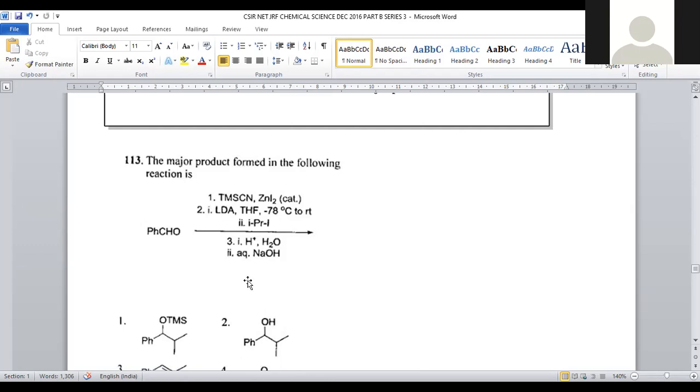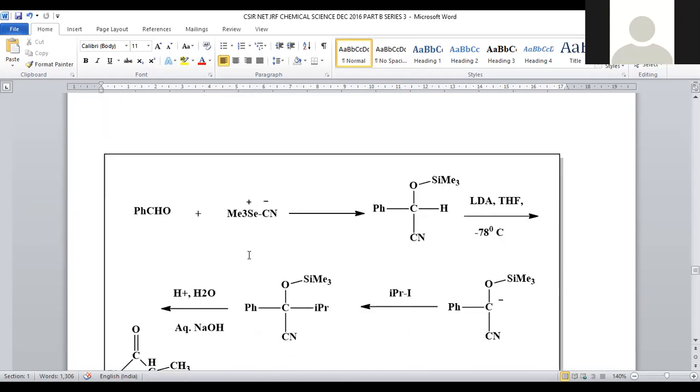These many reaction conditions are provided, then what happens to this benzaldehyde? Let us see benzaldehyde and what will be the product by treating these many reagents. This question came from Reagents of Organic Chemistry. Let us see what is the reaction sequence. First, benzaldehyde is treated with trimethyl selenium cyanide. This is called trimethyl selenium cyanide.